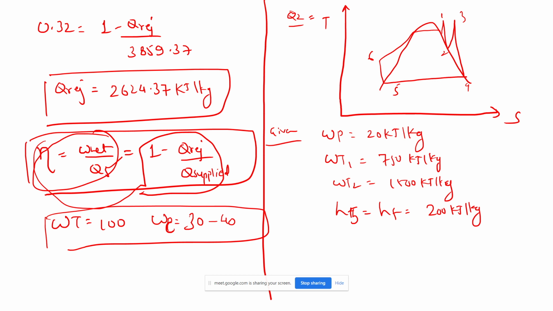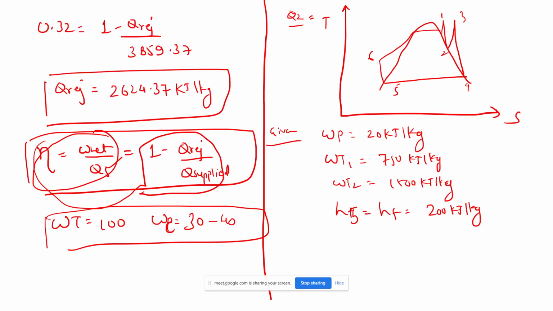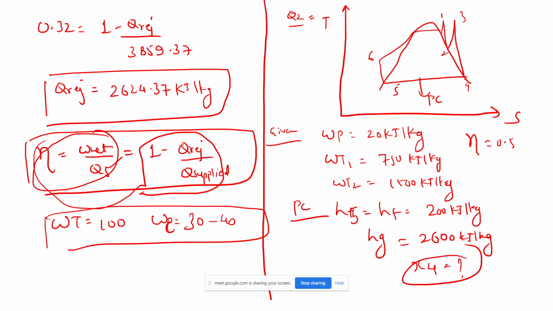Thirdly, they have mentioned the enthalpy of saturation at condenser pressure. So the values of HF and Hg at condenser pressure PC they have given. What is Hg? 2600 kilojoule per kg. Okay. So thermal efficiency also they have given, that is 0.5. So they just want to know the X4 at the exit of turbine 2. What is the quality of the steam here? Whether it is saturated, superheated or wet, that we don't know, that we will calculate.